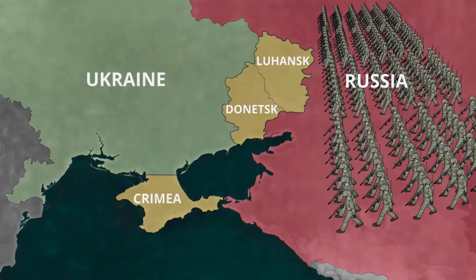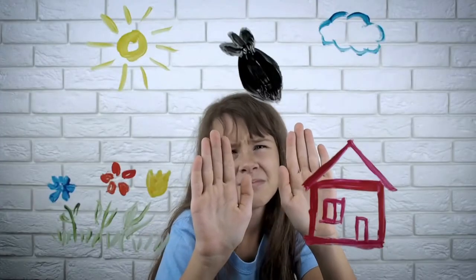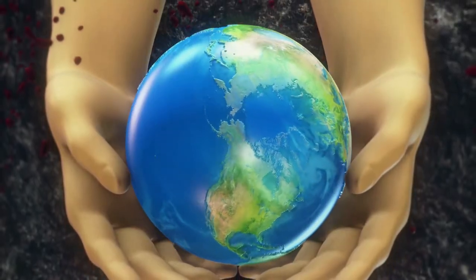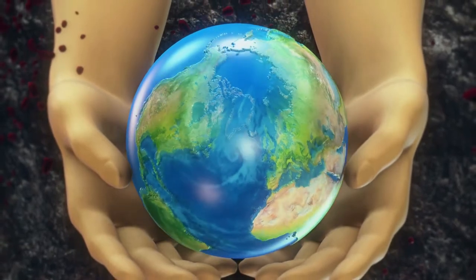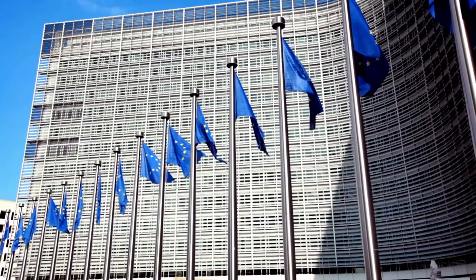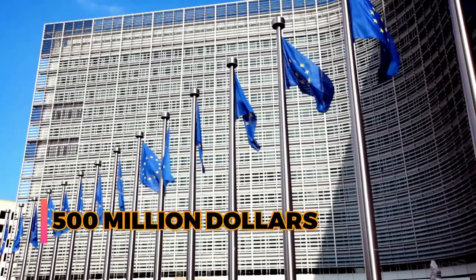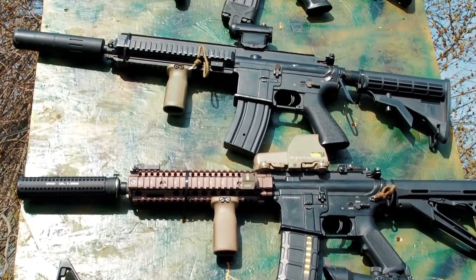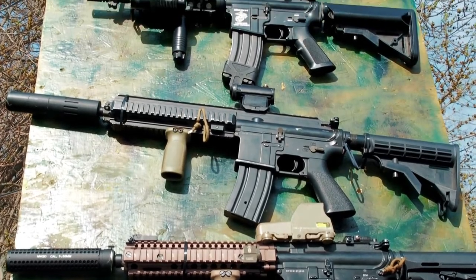Russia's invasion has caused a massive shock and fear all over the world, and especially in Ukraine. The war may be between two countries, but the impact of this war is felt by the entire world. As of the moment, the European Union is sending $500 million worth of weapons to Ukraine. This is the first time that the EU has sent weapons to a country being invaded.